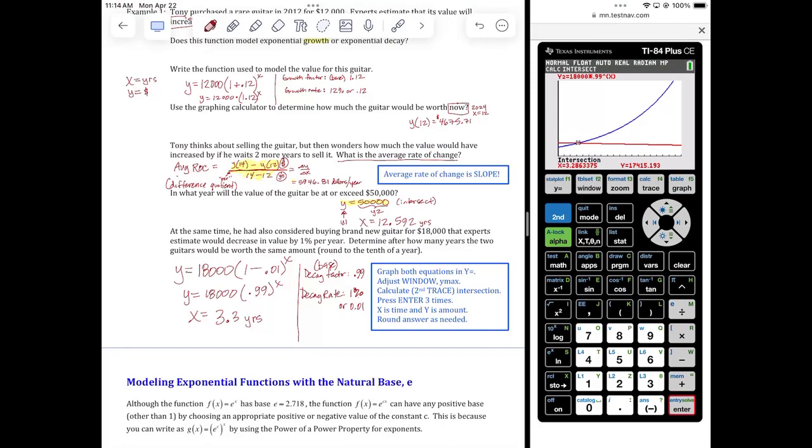We know what's happening with the guitarist now, right? So he buys one for 12. He buys another for 18 at the same time, let's say. And in 3 years, they're worth the same amount. That either says a lot for the one that's getting more valued, or it says a lot about the one that's losing its value, right?